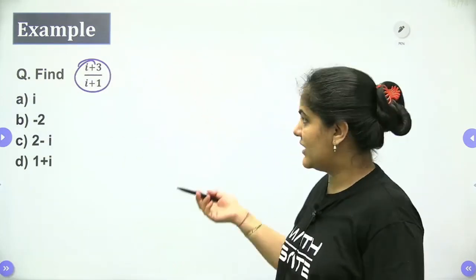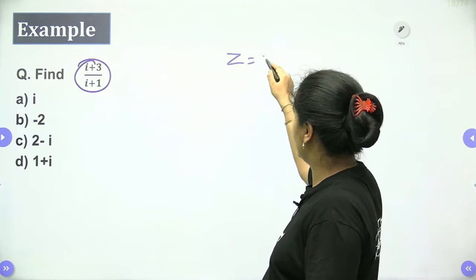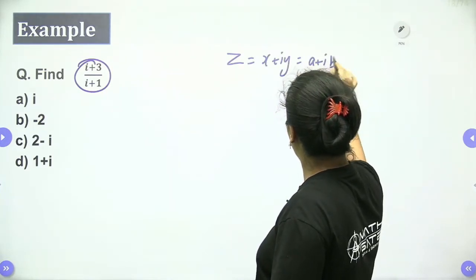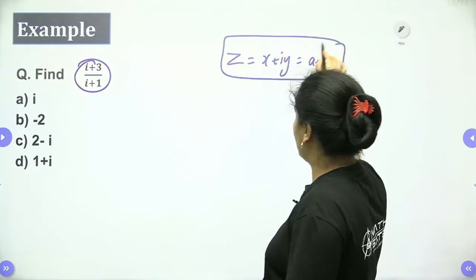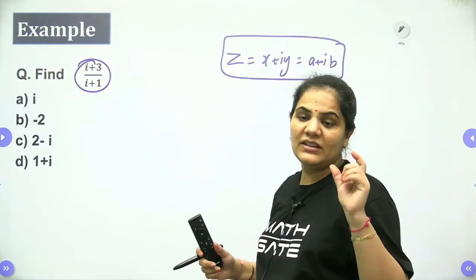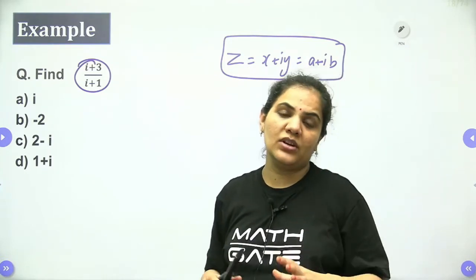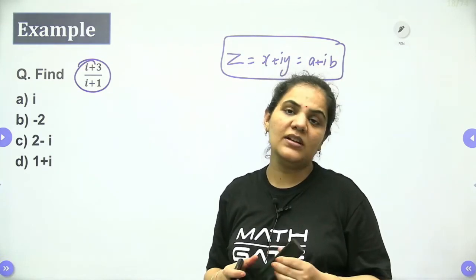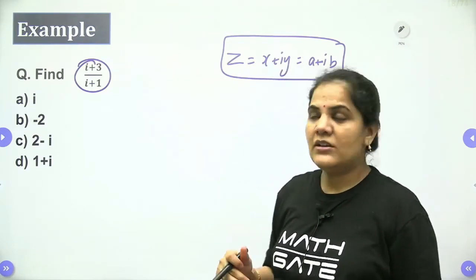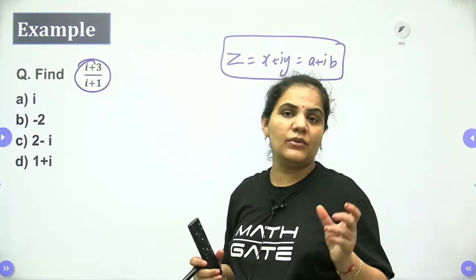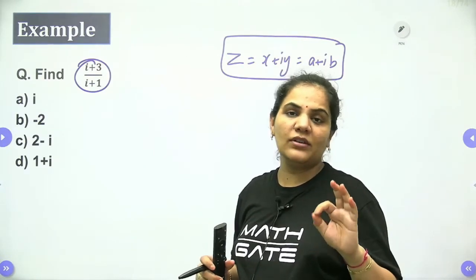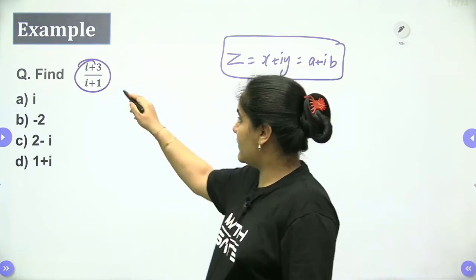We know very well the standard form, as I already told you, is x plus iota y, or it can be written in the form a plus iota b. We must always remember that in the denominator of any complex number we cannot keep the iota, the imaginary part. That is not a standard form, so we always have to remove the iota from the denominator. Let's approach it here.